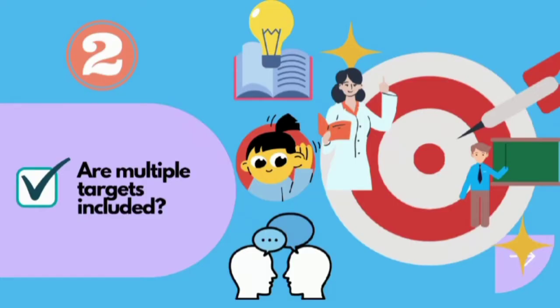Number 2. Are multiple targets included? How many learning outcomes are being aimed for? For instance, in the case of an audiovisual presentation, there will be 2 macro skills involved: listening and viewing. In this case, the teacher should specify the targets or the learning outcome so that students are guided all throughout.